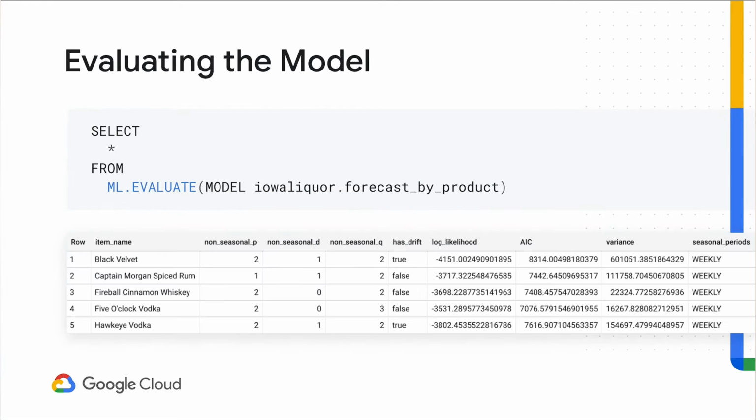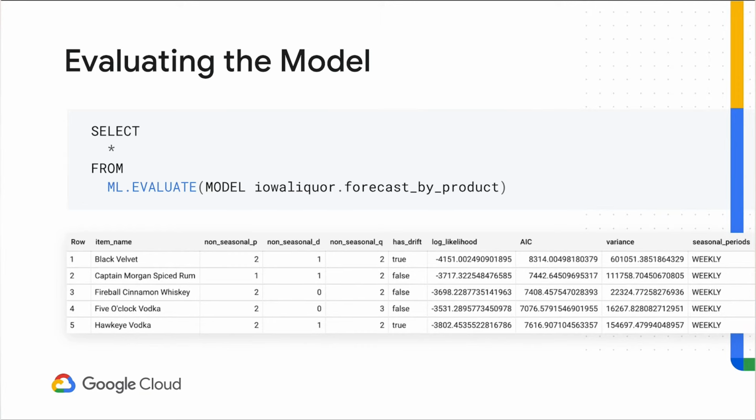So with the model now trained, we can actually run select star from ml.evaluate in order to check our evaluation metrics. So with 5 items, we actually have 5 models here, as you can see. So for each of these items, the corresponding model is the best model that was selected, as I mentioned earlier, by BigQuery ML based off of AutoArima.